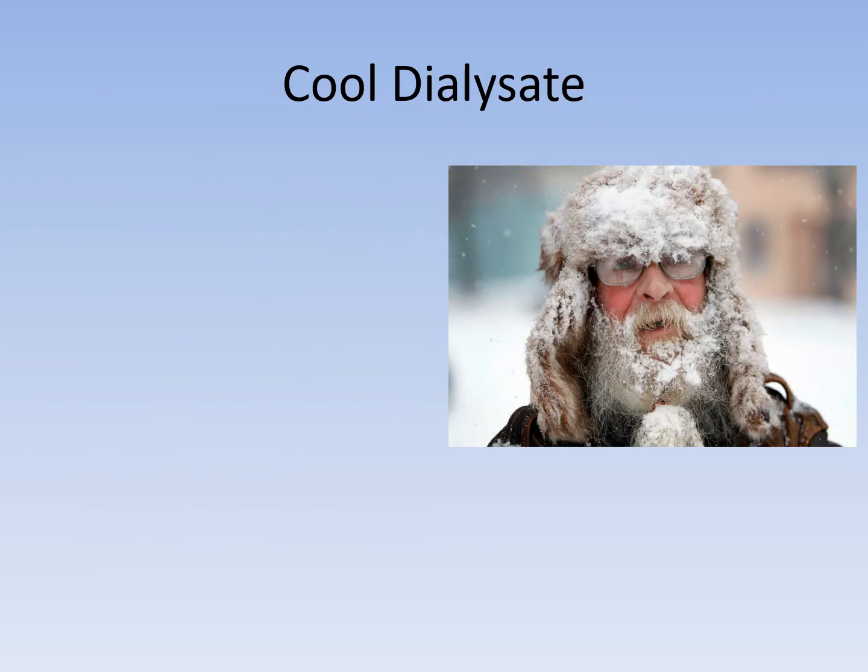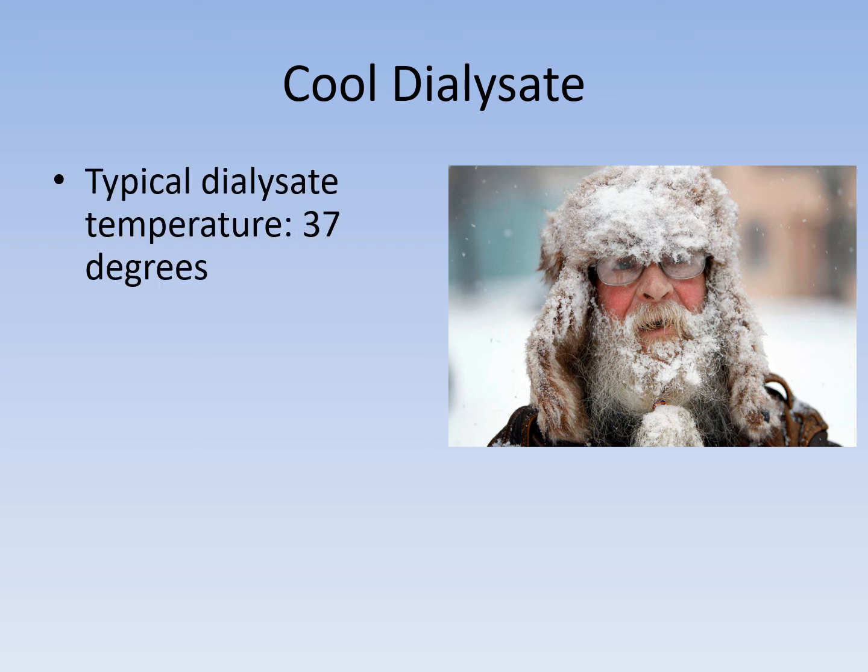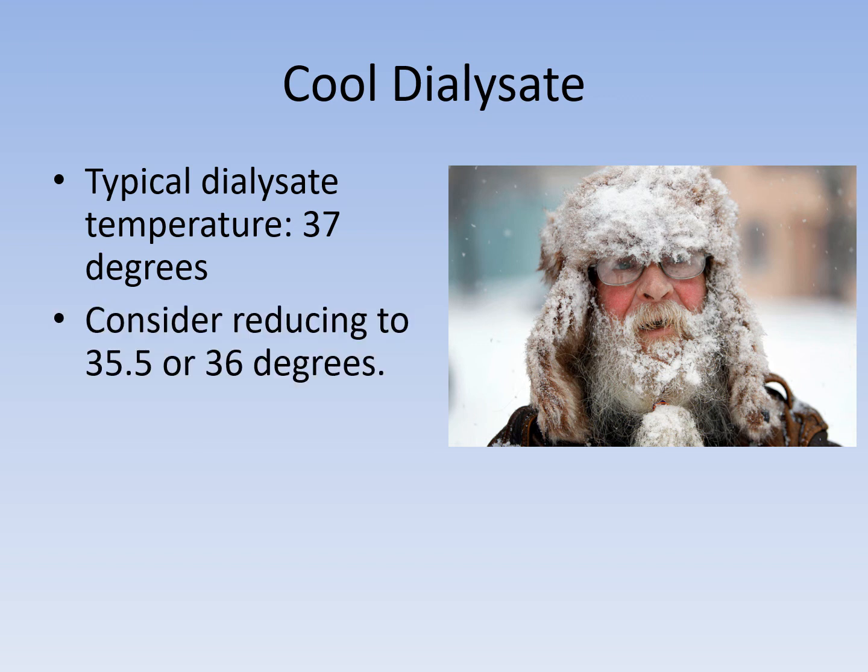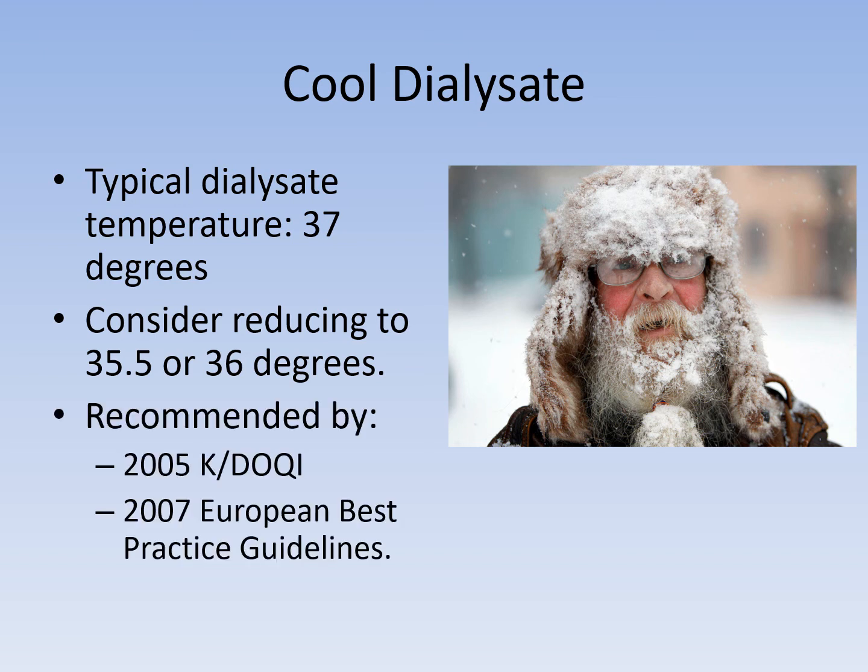For patients who have frequent low blood pressure during dialysis, despite the above interventions, you can consider cooling the dialysate. So the typical dialysate temperature is 37 degrees. You can consider reducing it to, say, 35.5 or 36 degrees. What does this do? Well, if you are cool, it causes your blood vessels to tighten up, or vasoconstrict, and this increases your blood pressure. It is an intervention recommended by the 2005 KDOQI guidelines, as well as the 2007 European Best Practice Guidelines.